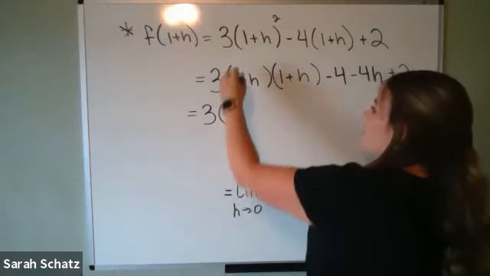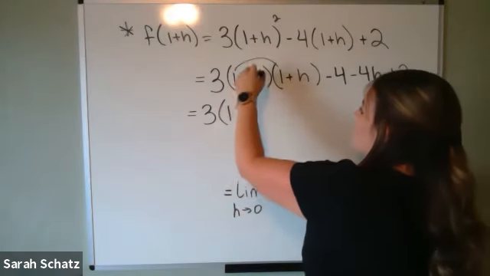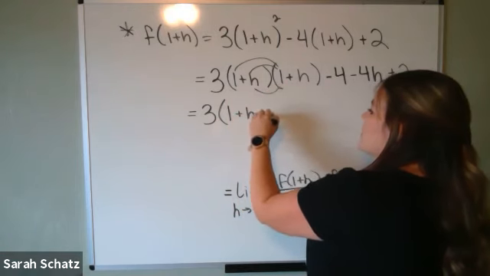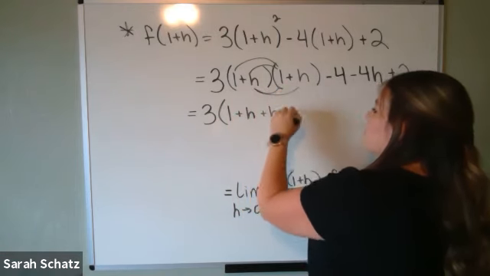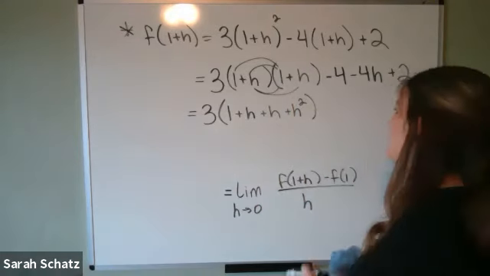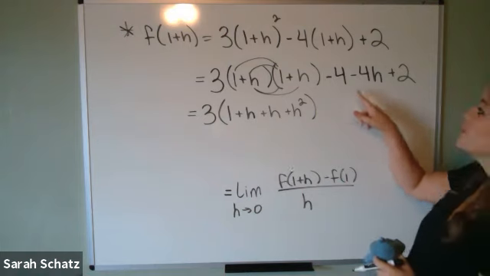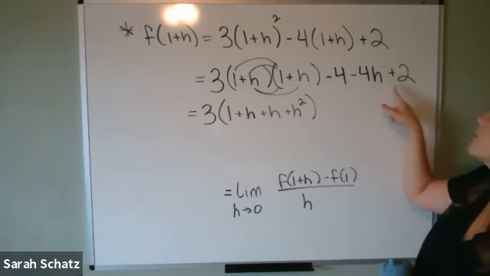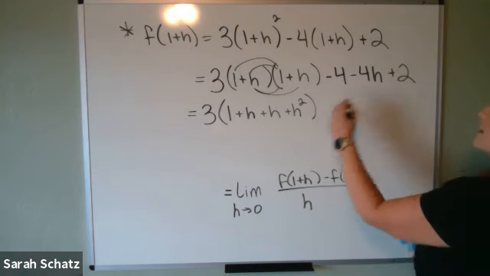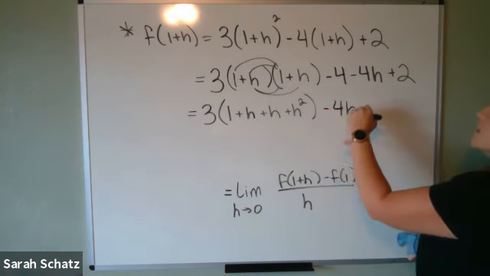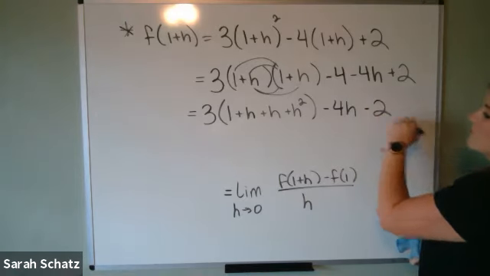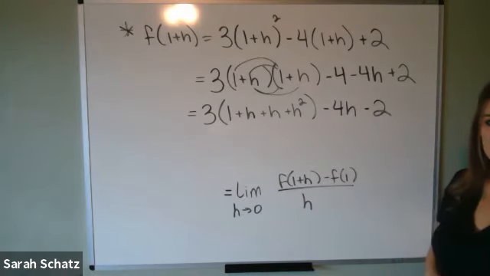So let's FOIL, guys. 1 times 1 is 1. h times 1 is h. h times 1 is h again. h times h is h squared. So I FOILed that out. Over here, you might as well do the minus 4 and the plus 2. Let's go ahead and put those together. So I will have the minus 4h, but my constant, combining these together, I'll have minus 2. So I'm here.